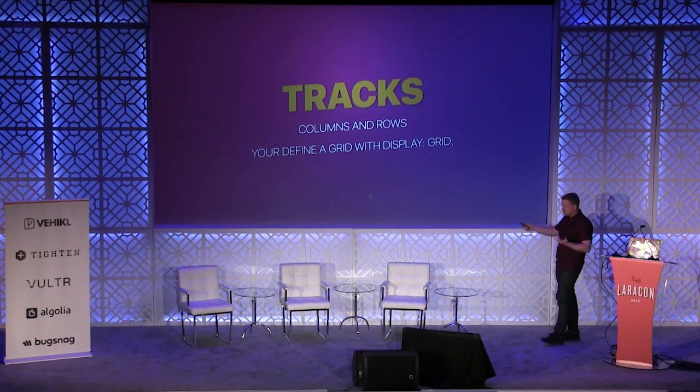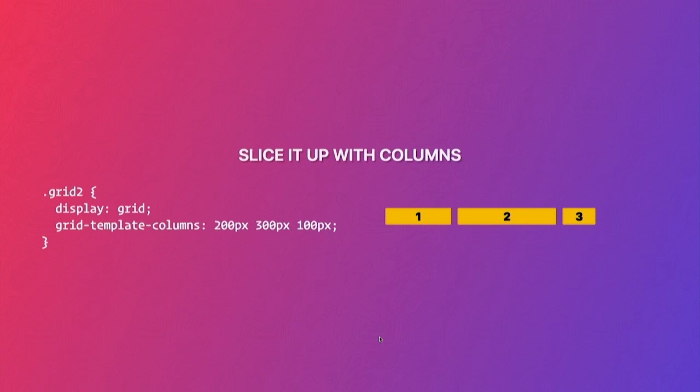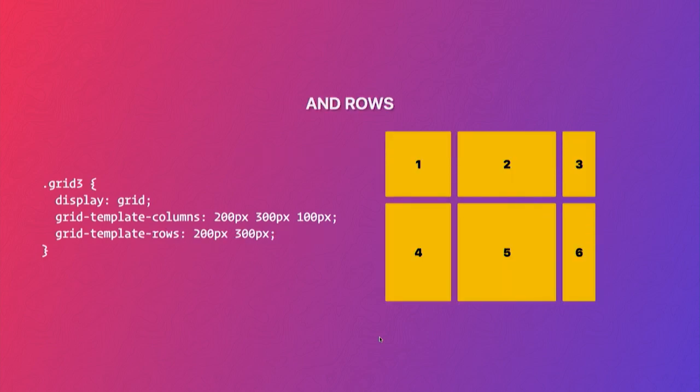You define a grid with display grid that we saw, and then you slice it up with columns by saying something like grid-template-columns 200, 300, 100. That's going to give you 3 columns, each with the respective sizes that we have. Then you can do the same for rows. No sweat, same thing, 200, 300, they go top to bottom.